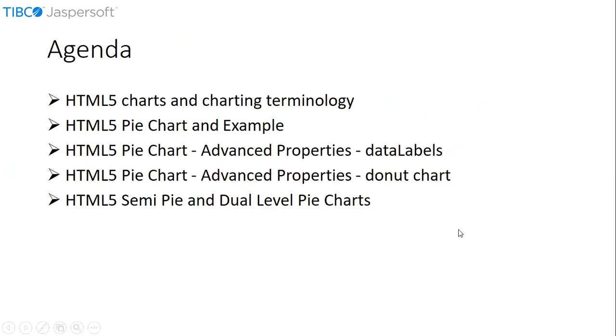The agenda for this session is, firstly, I will walk you through the basics of HTML5 charts and some key terminology that we use across HTML5 charts. Secondly, we will see how we can create a pie chart using HTML5 component in the studio. Thirdly, we will see how we can apply advanced properties and data labels of a pie chart. Then we will see how we can convert a pie chart into a donut chart by applying an advanced property.